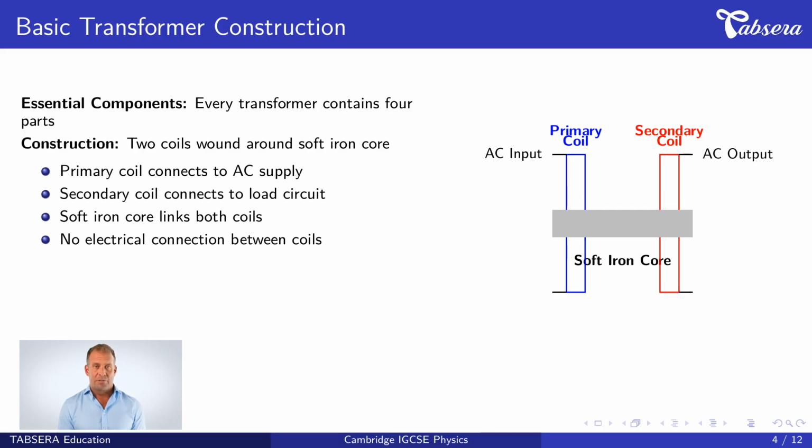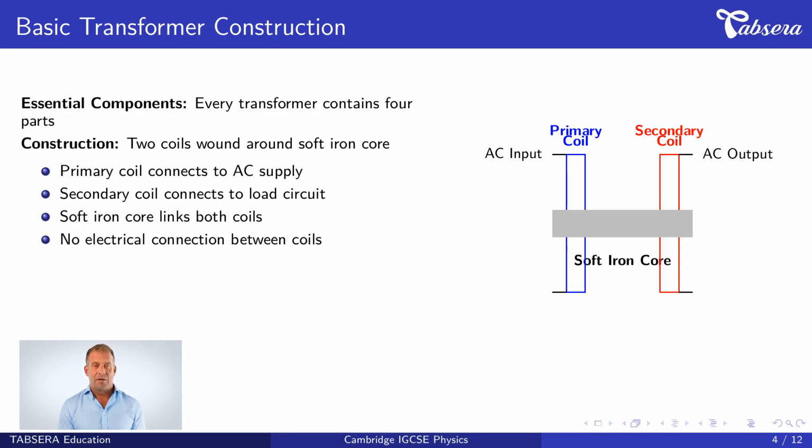Let's explore transformer construction. The fundamental principle states that every transformer contains 4 essential components arranged in a specific way. The construction involves 2 coils wound around a soft iron core. First, the primary coil connects to the alternating current supply, receiving electrical energy. Second, the secondary coil connects to the load circuit, delivering transformed energy. Third, the soft iron core links both coils, providing a path for magnetic field lines. Fourth, there is no electrical connection between coils. Energy transfers through electromagnetic induction.